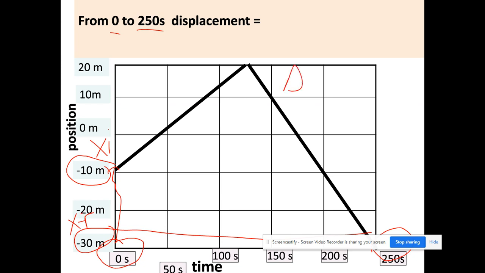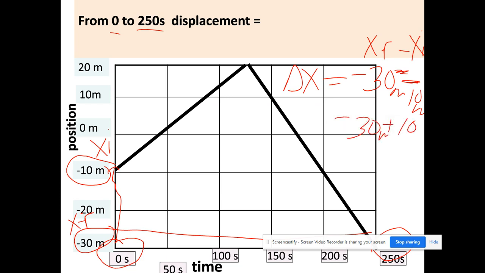So remember the formula: change in position, or displacement, is negative 30 meters, which is my final, minus initial. I'm just going to write it up top so I get the order right: minus negative 10, right? So that's a minus negative 10 there. I'm running out of room. These are all meters. So negative 30 minus negative 10 is the same as negative 30 plus 10, and they're both meters. Negative 30 plus 10 is negative 20 meters.